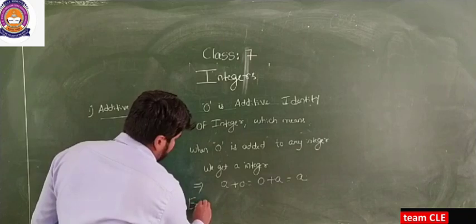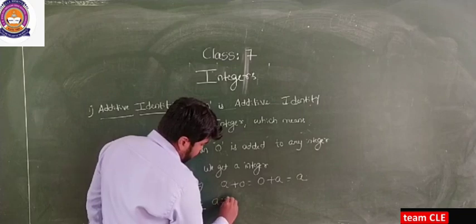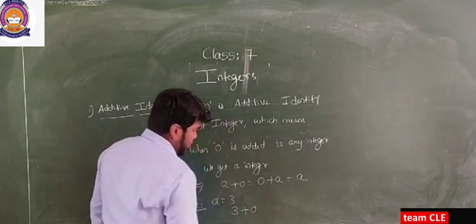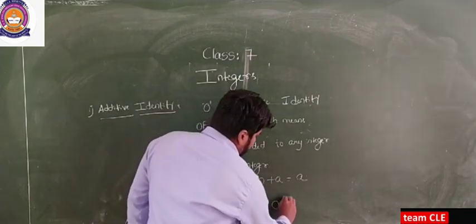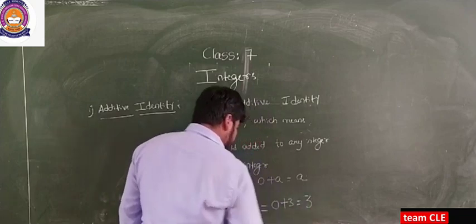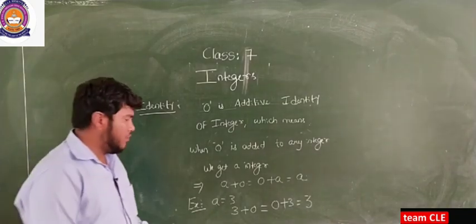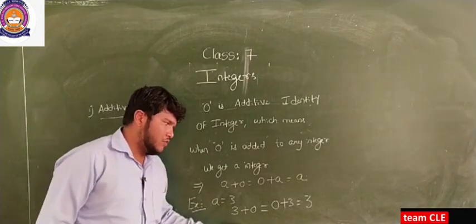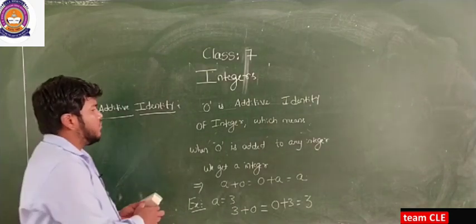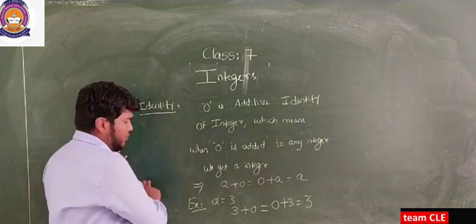Example, by solving the example we'll come to know. So here I choose a is equal to 3, means 3 plus 0 or 0 plus 3, which is equal to, I always get 3. That is a plus 0, which is equal to 0 plus a, which is equal to a. Means 3 plus 0 is equal to 0 plus 3, which is always 3. So this is the additive identity. Means 0 is the additive identity of integers.